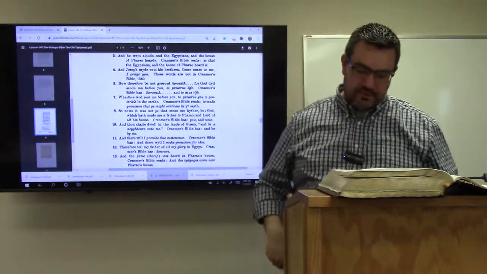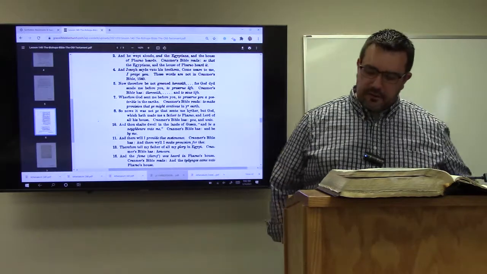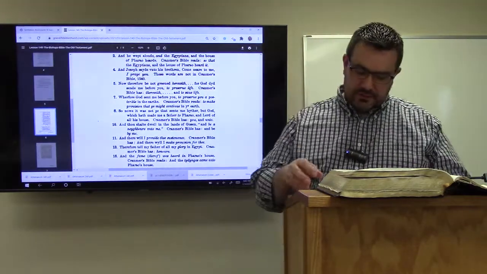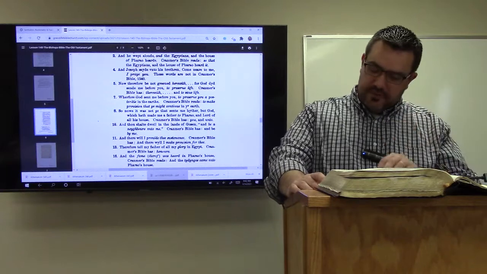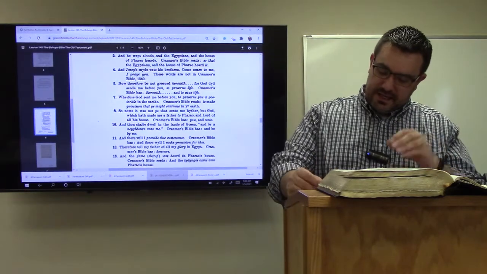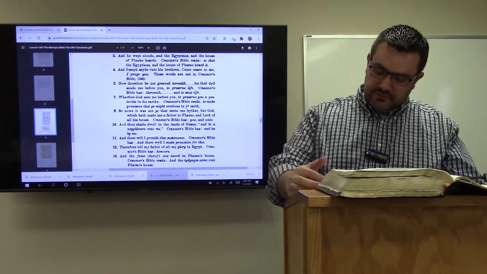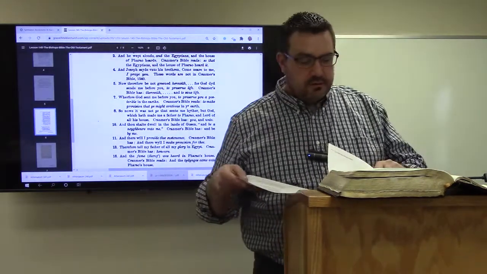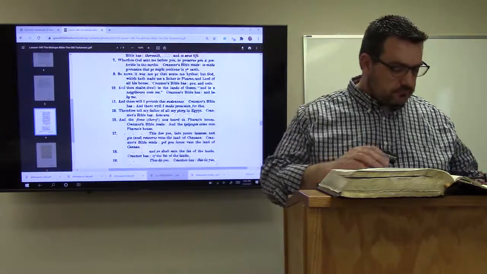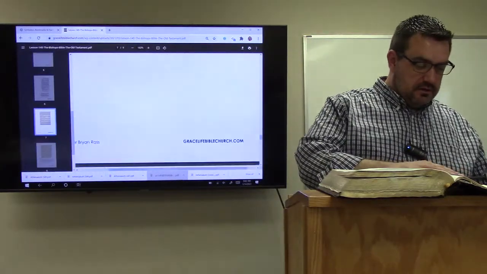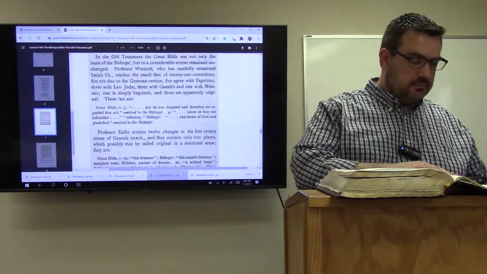So go to the bottom of page 6. Rounding out our look at the Bishop's Old Testament, Mombert presents the findings of Professor Westcott and Eadie. The following screenshots are taken from page 276 and 277 of Mombert's book. So let's look at that. So that would be this right here, top of page 7.